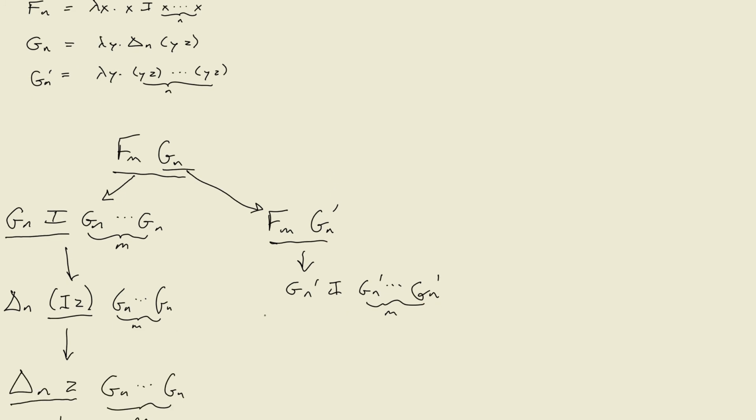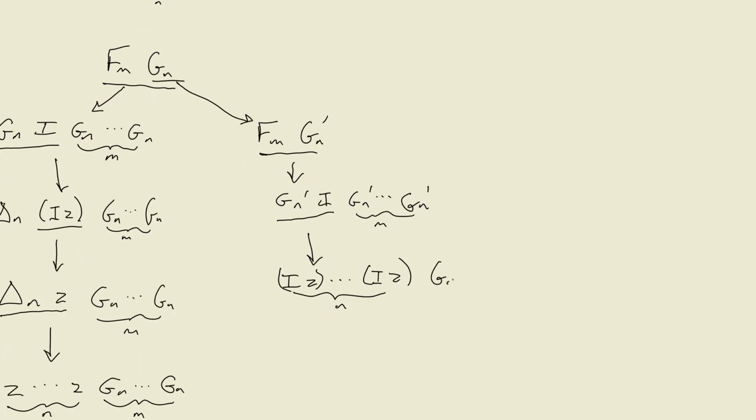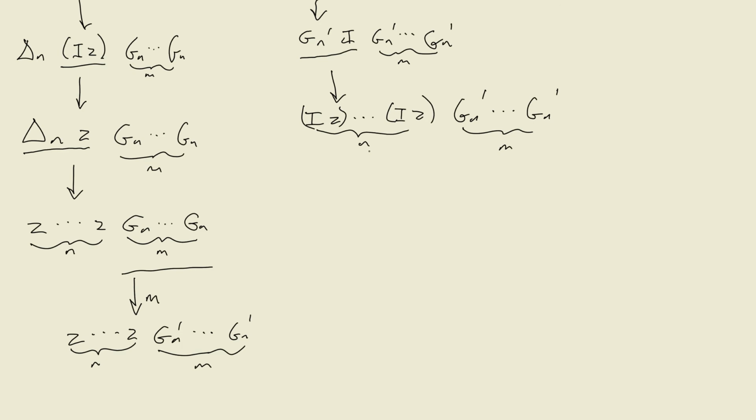And now if you do this redex here with the gn prime I, now you'll get iz. You'll get a big pile up of iz's, and there's n of those, okay? And you still have these m gn primes over here. Okay, and finally, if you now just reduce all of those, in any order you like, you could take n steps to get down here to the bottom.